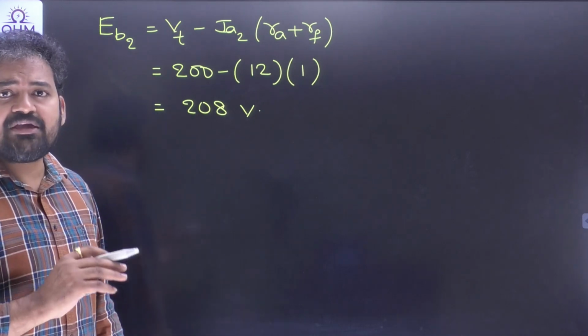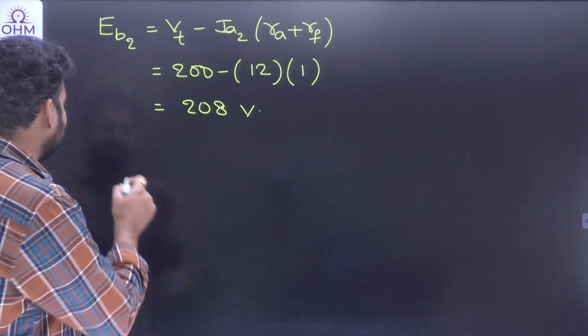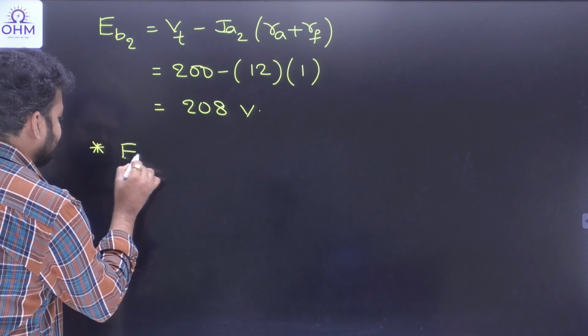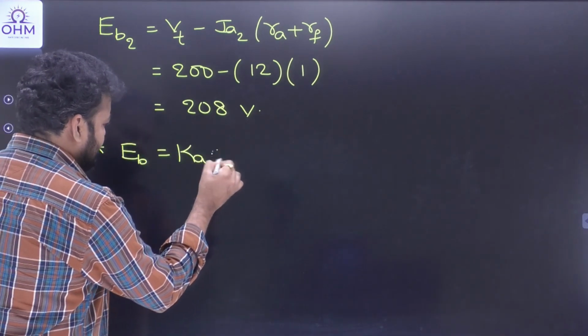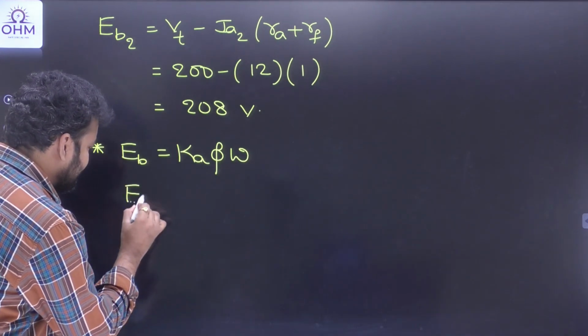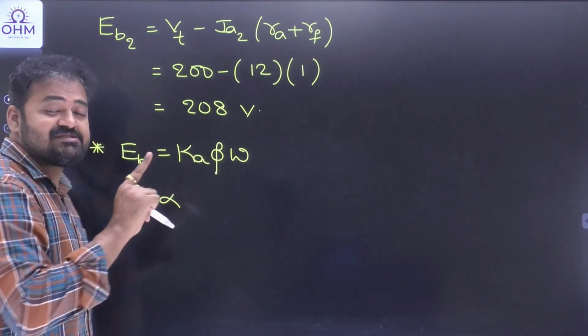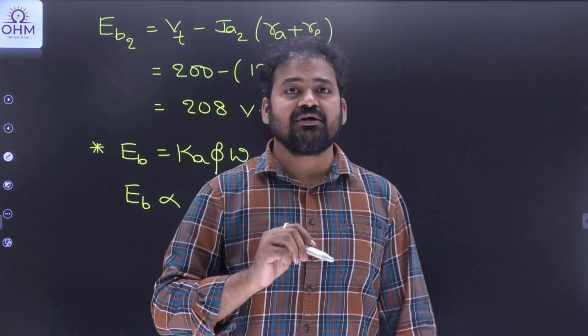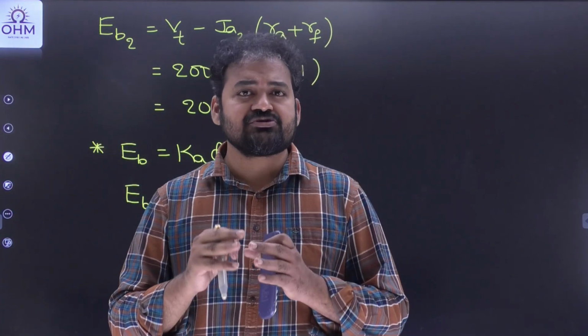Once I know the new back EMF, I can find the new speed, because we know the performance equation. Back EMF is equal to Ka phi into omega. So from this, Eb is proportional to flux. Remember, flux is not constant. It's a series motor. This is the common mistake the majority of the students will make.